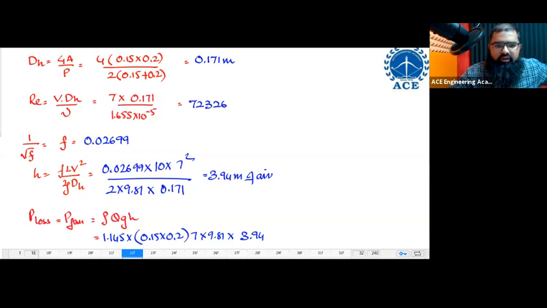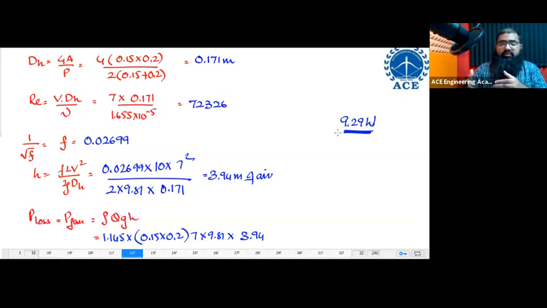4.73 watt, is it? Okay, no, 9.29 watts. I'll take the answer as 9.29 watts. You see, this much power is lost by the fluid.